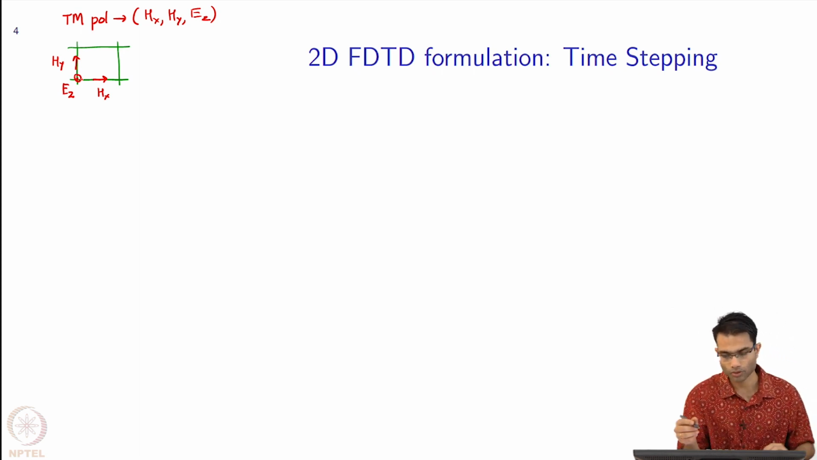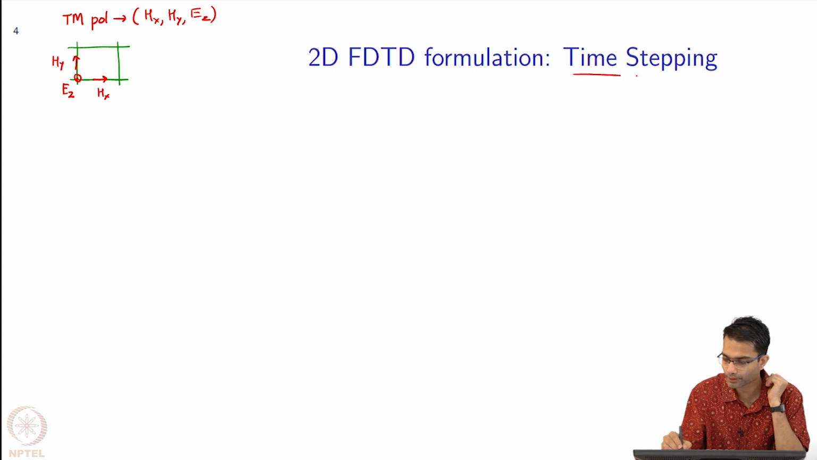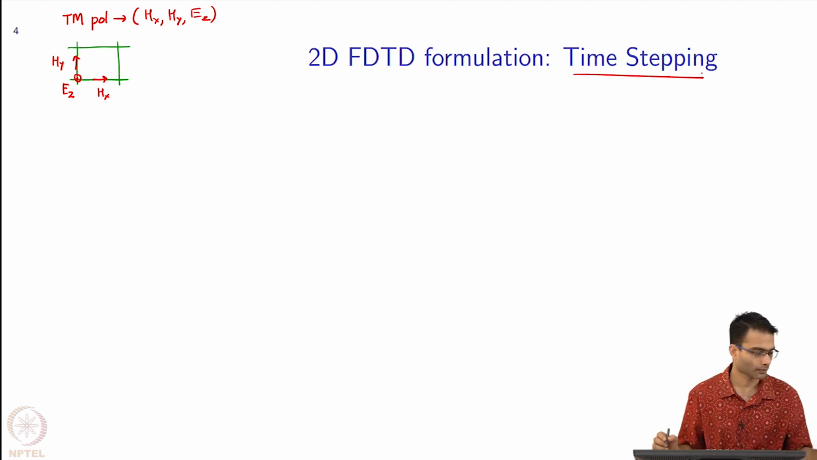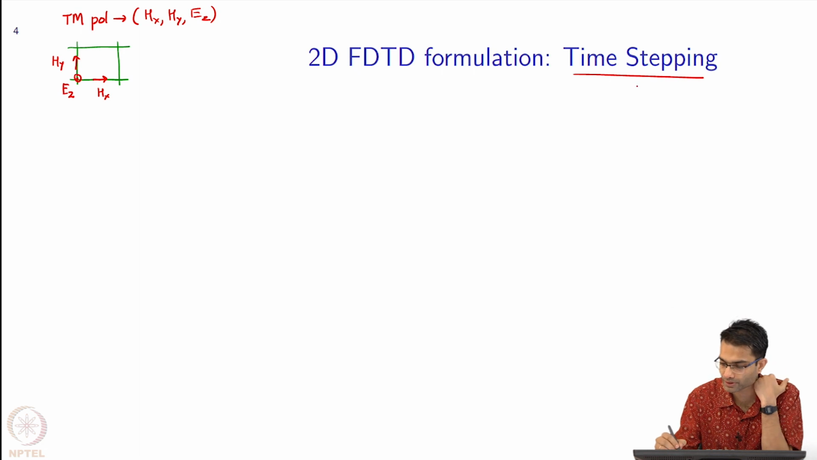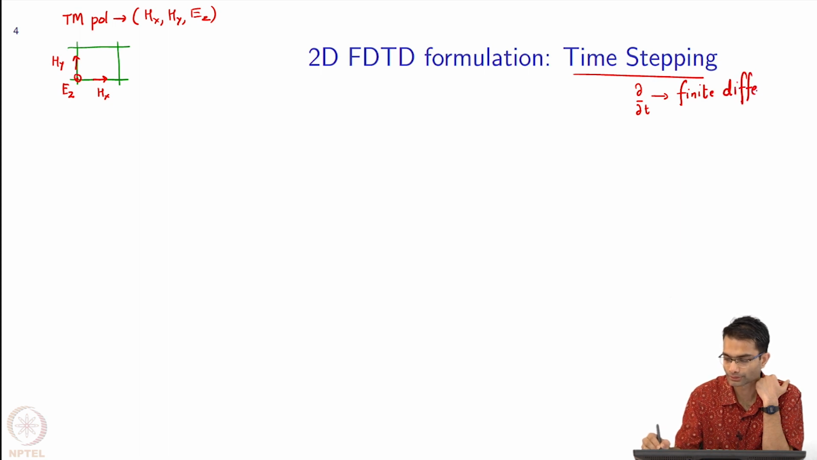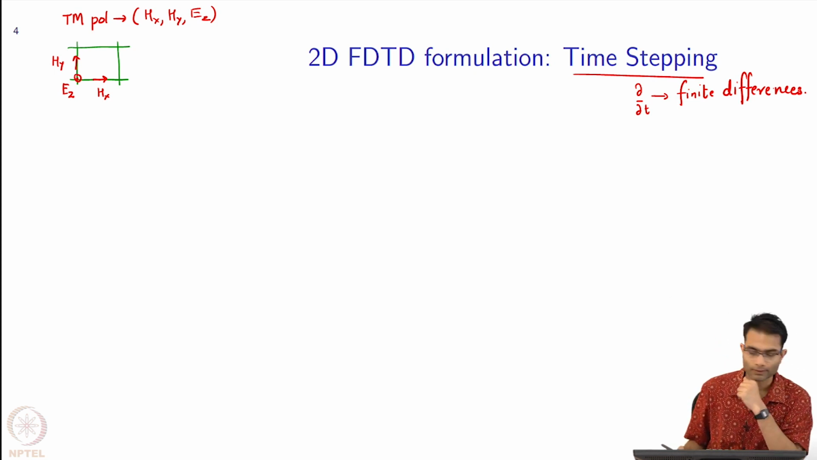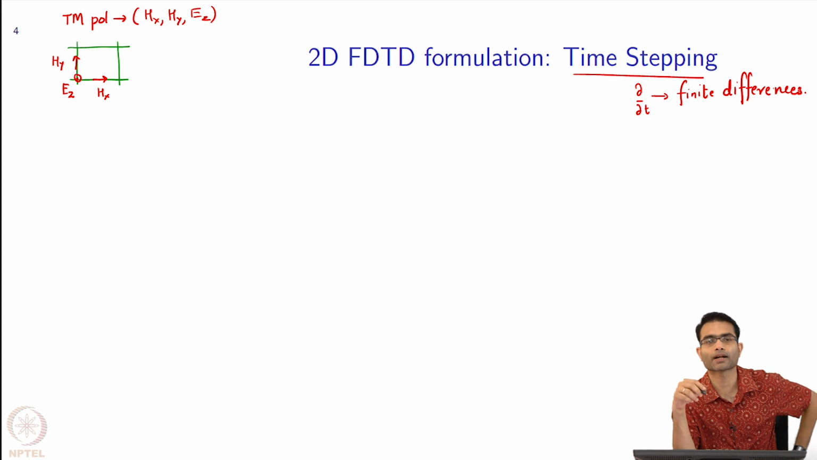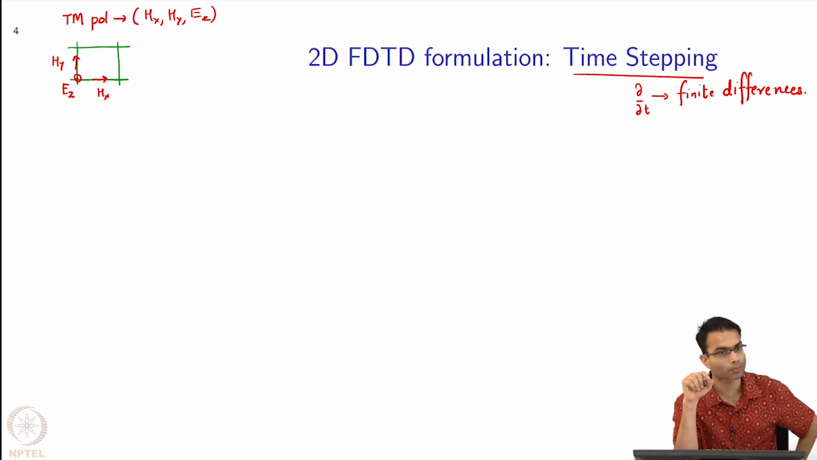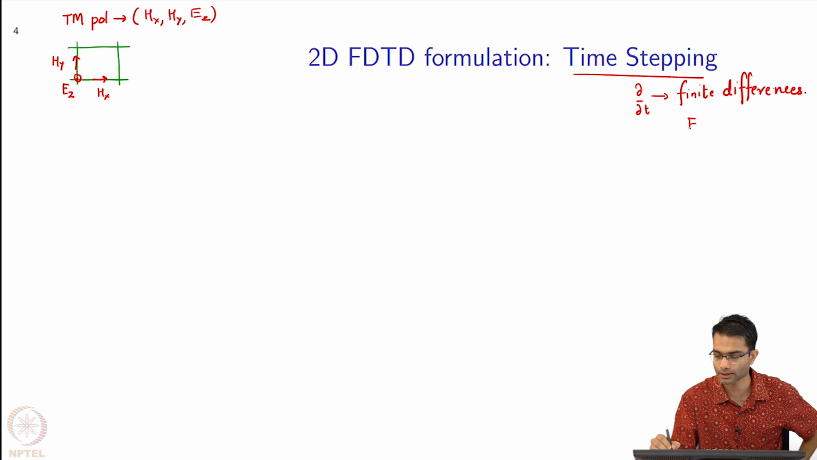Now let's go back to the time stepping part, right? So in time stepping, as always, what we will do is replace this time derivative by finite differences. What was the notation that we had for time? We put it as a superscript, right? So it was written as E superscript n, right? So this was our time index. Okay.